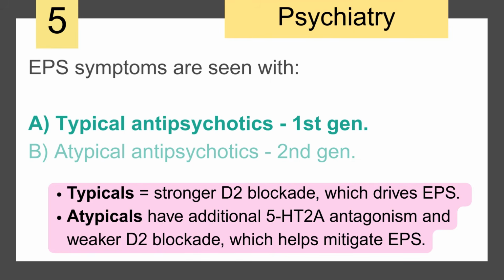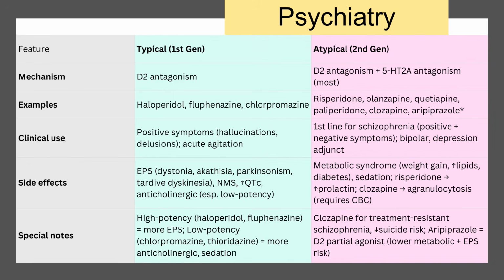Now, just to remind ourselves in terms of the mechanism, typicals have stronger D2 blockade, which drives the EPS. Atypicals have additional 5-HT2A antagonism and weaker D2 blockade, which helps mitigate the EPS. Alright, you can take a look at this chart over here where I compare first and second generation antipsychotics. I compare that in first generations we see EPS, and in second generations, the atypicals, we see metabolic syndrome, such as weight gain, especially with olanzapine.